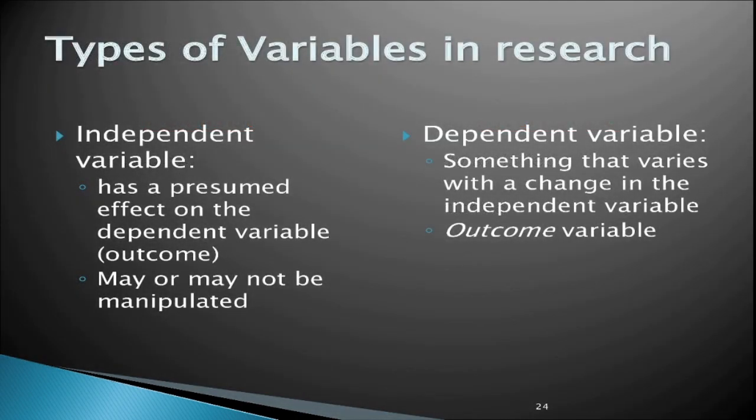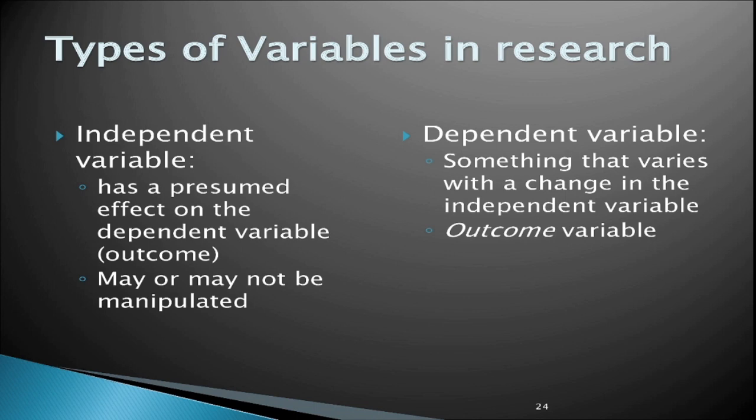Types of variables in research. Types of variables can be subdivided into two major aspects, independent variable and dependent variable. The independent variable has some presumed effect on the dependent variable, that is the outcome. The independent variable may or may not be manipulated. Whereas the dependent variable is something that varies with a change in the independent variable. As the term goes, the literal meaning of dependency is that it always depends on another item.